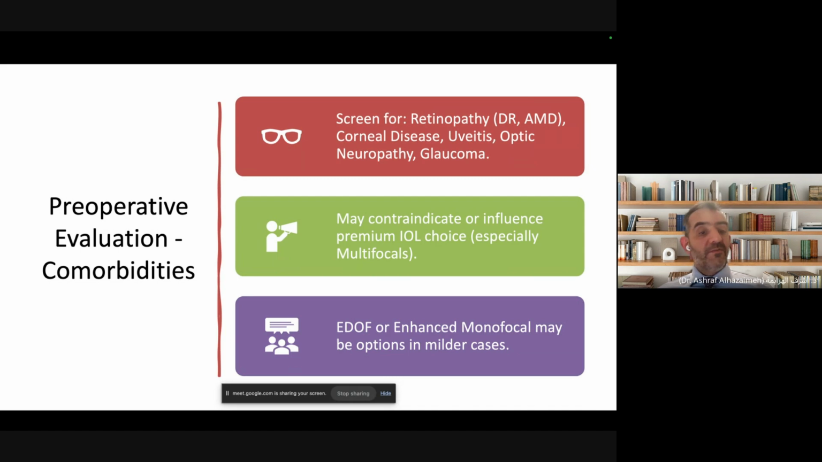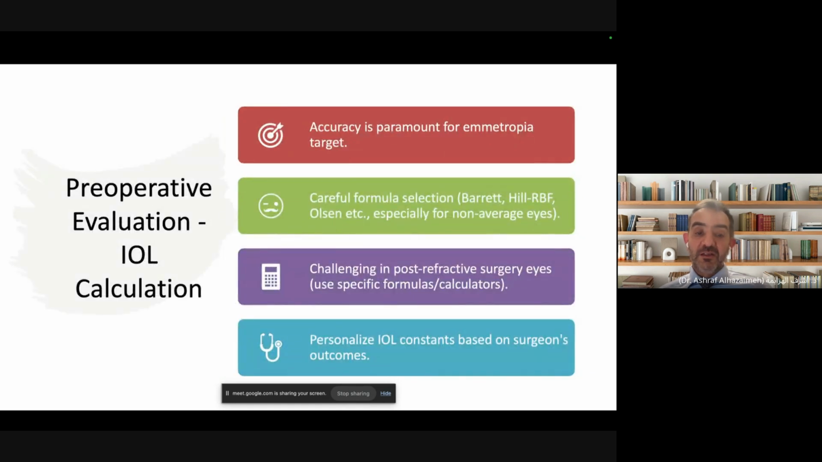Other aspects of ocular evaluation are to screen for any other comorbidities. Is the patient diabetic? Does the patient have glaucoma? Does the patient have an optic nerve disease? Those patients are not really good candidates for a premium IOL.